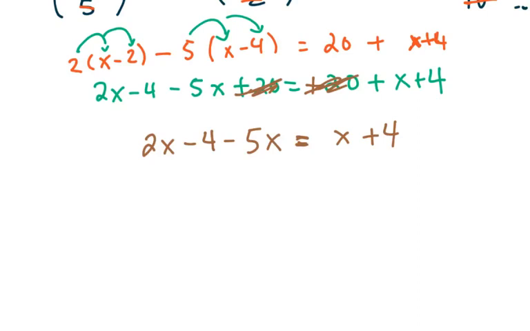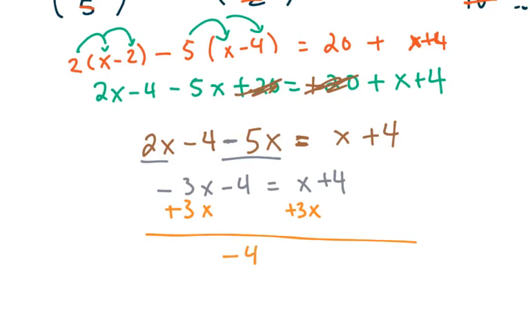Okay, so in any case, what do I do from here? Well, I'm going to see if I can put terms together on the left side. So I have 2x minus 5x. Watch the sign. Negative 3x minus 4 equals x plus 4. And I'm going to move that 3x to the other side.